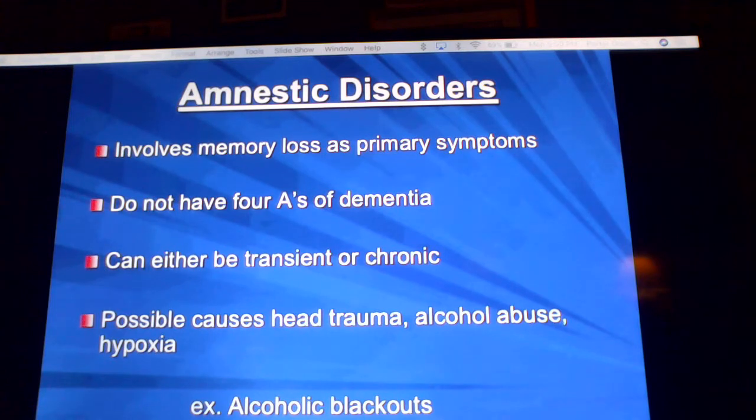Okay, there's another type of disorders here called amnesic disorders. These only involve memory impairment as the primary symptom, and do not have the other features of dementia. This can be either transient or chronic. Possible causes could be head trauma, again, alcohol abuse, hypoxia. A good example of this is alcoholic blackouts.